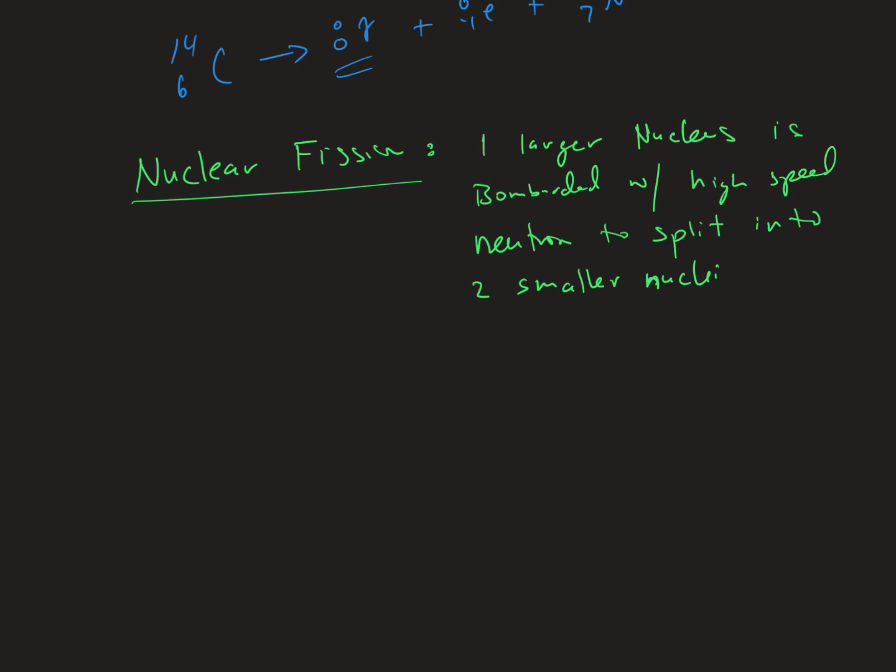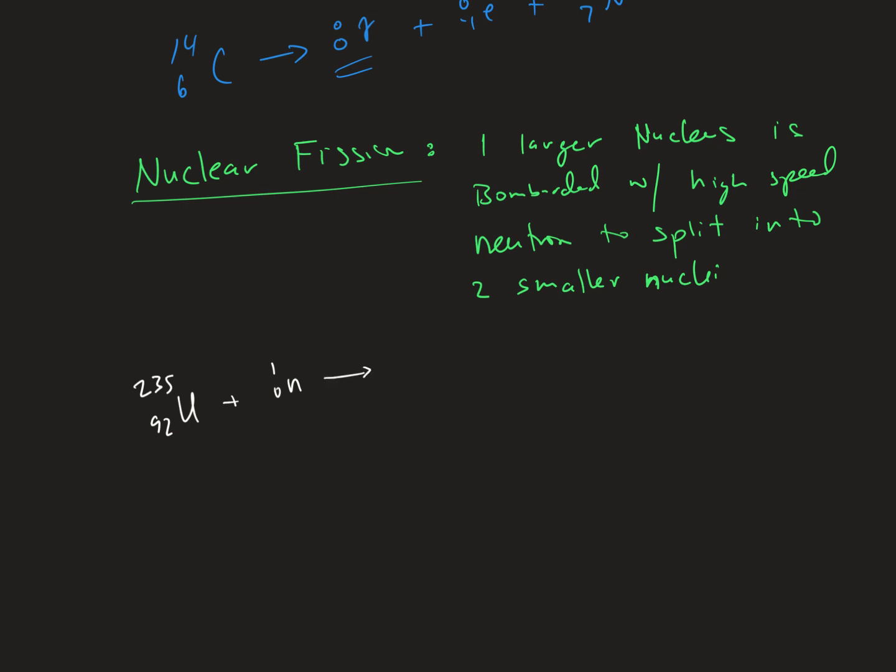Okay. So that's nuclear fission. Here's an example of a nuclear fission reaction. Not all isotopes are fissionable. Not all heavier ones are, but this one in particular, uranium-235. How do we get it to go through fission? We throw a neutron at it. So 1, 0, N, right?